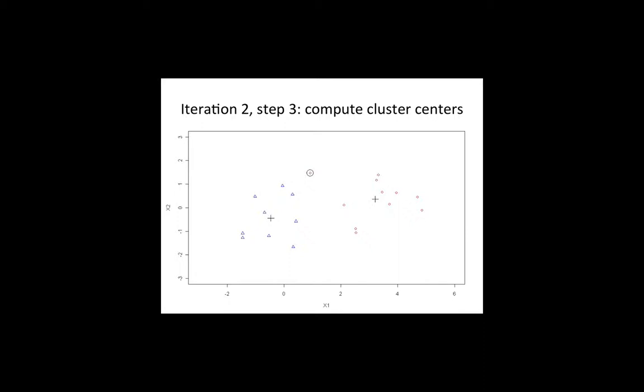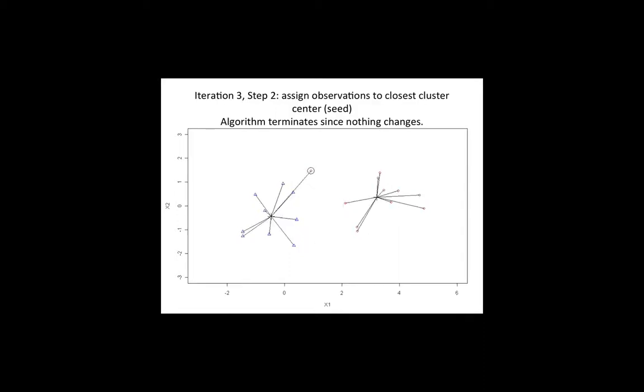What do we do next? Well, we assign every observation to the closest centroid. Here's how we do that. And then we recompute the centers, and notice nothing has changed. Therefore, the algorithm is going to terminate, since the change in the objective function value, so the sum of within cluster variances or those squared distances, however you want to think about them, has not changed. Therefore, the algorithm will terminate.